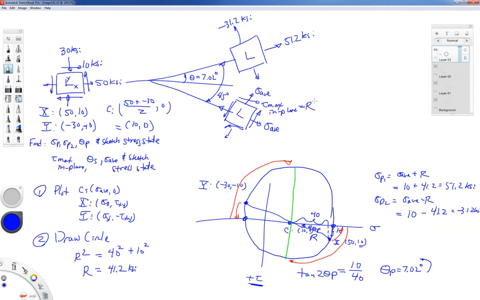So that's equal to the value of R. Now sigma average, if we put the values in, that was 10 KSI. And R is equal to 41.2 KSI. Now we can go either way on a circle and get to the same point. Instead of having gone in reversed course, we could have continued on in the same direction of rotation.